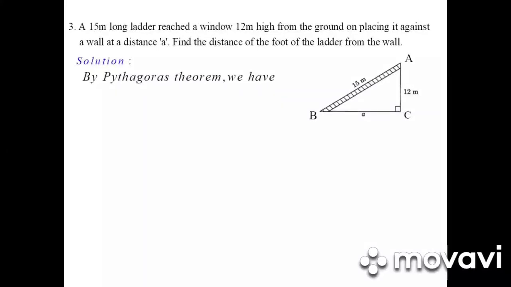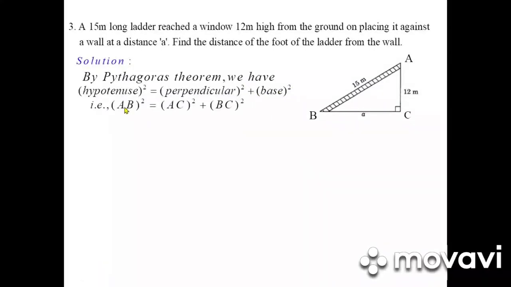By Pythagoras theorem, we have hypotenuse squared is equal to perpendicular square plus base square. Here, AB is the hypotenuse. That means the length of the ladder is taken as the hypotenuse. Perpendicular is AC, which means the height of the window from the ground. And the base BC, which is the distance of the foot of the ladder from the wall. Replacing AB by 15, which is the hypotenuse, and AC by 12, the height of the window from the ground. And we have to find BC, which is replaced by A. That is the distance of the foot of the ladder from the wall.